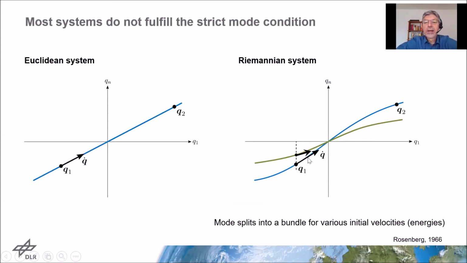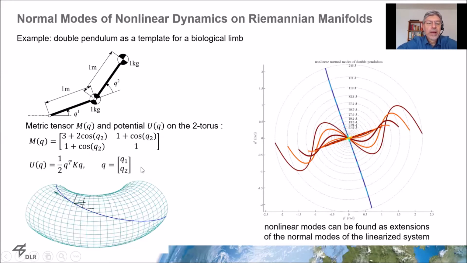So these periodic trajectories are in the general case energy dependent, and the mode splits into a bundle for various initial velocities or energies. This again was defined in the overview paper of Rosenberg in '66, and that's why we call this kind of modes, which are energy dependent, Rosenberg modes. I will give you an example again for the double pendulum.